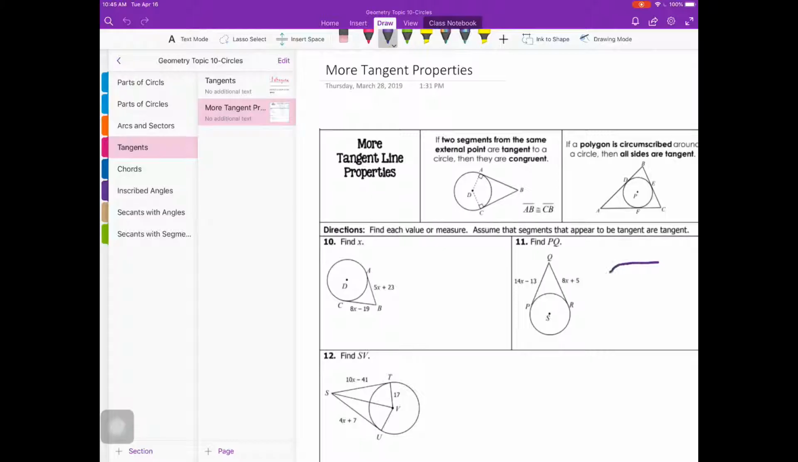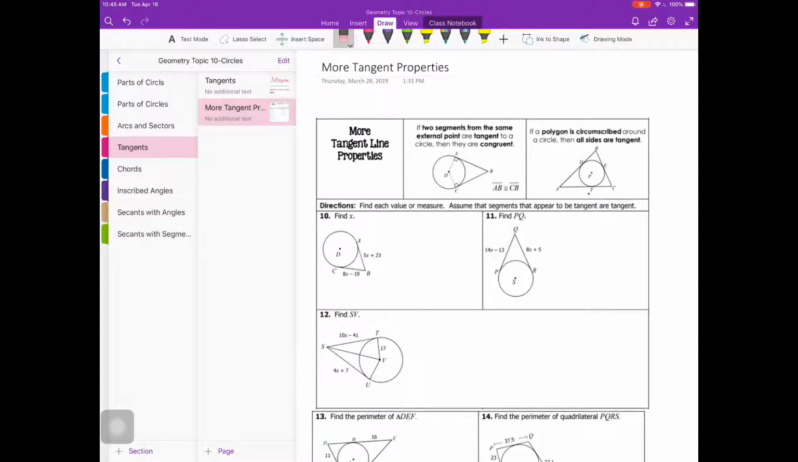So now let's talk about some more tangent line properties. This one is that if two segments from the same external point are tangent to a circle, then they are congruent. So we've got this point out here, which is B. If we draw from B to A, and A is a point of tangency, and C is also a point of tangency, then this piece is congruent to that piece.